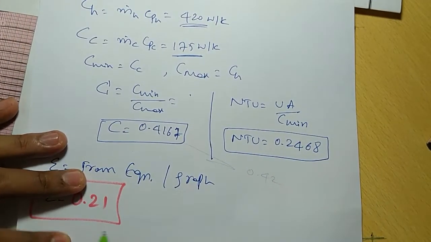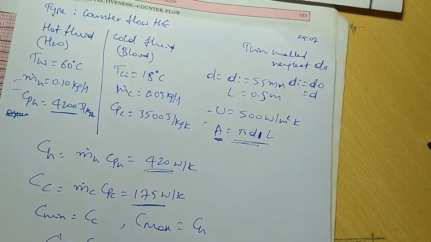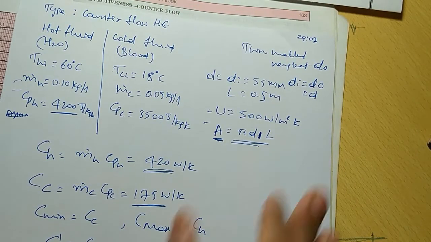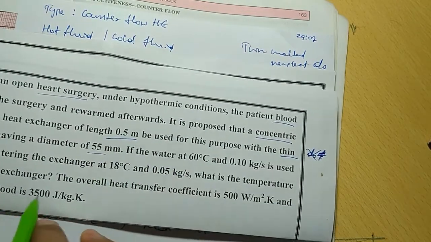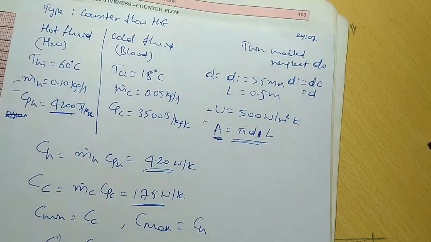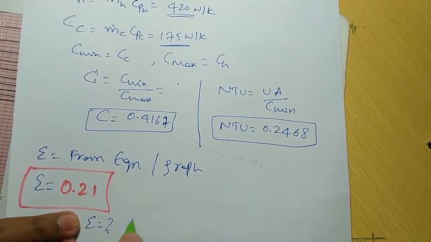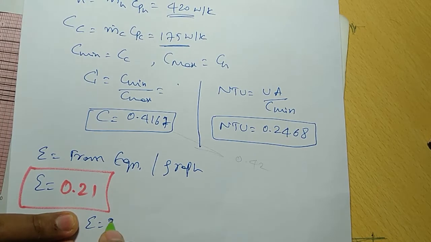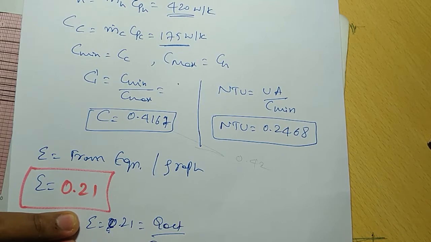Once you know the effectiveness, what are the things you should calculate here? What is the temperature of the blood leaving the exchanger? Temperature of the blood means you should calculate the TC naught. Effectiveness now you know it, 0.21. This is Q actual by Q max.